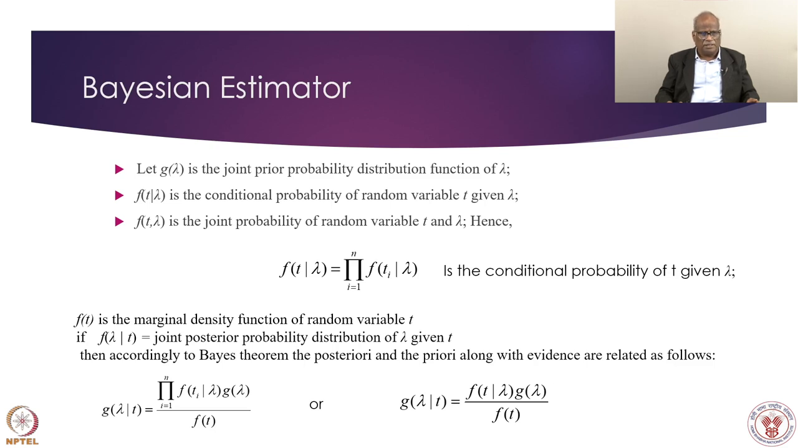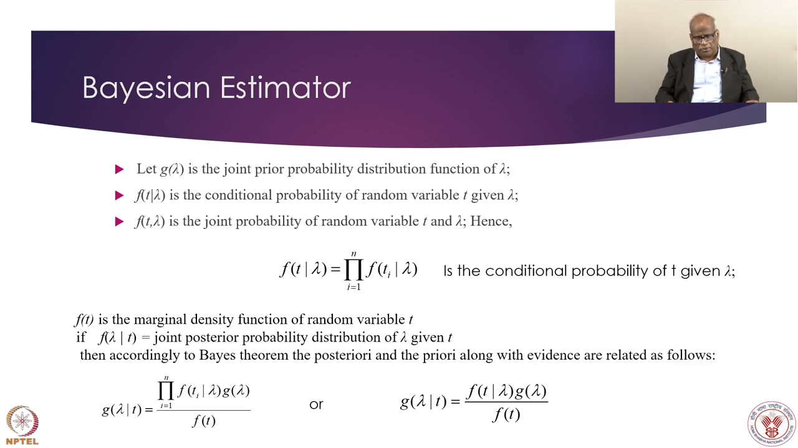g(λ|t) is nothing but the conditional probability distribution of t_i given λ, times g(λ), divided by f_t, which you can say is a normalizing parameter. Okay, so this is the model for our Bayes estimator.